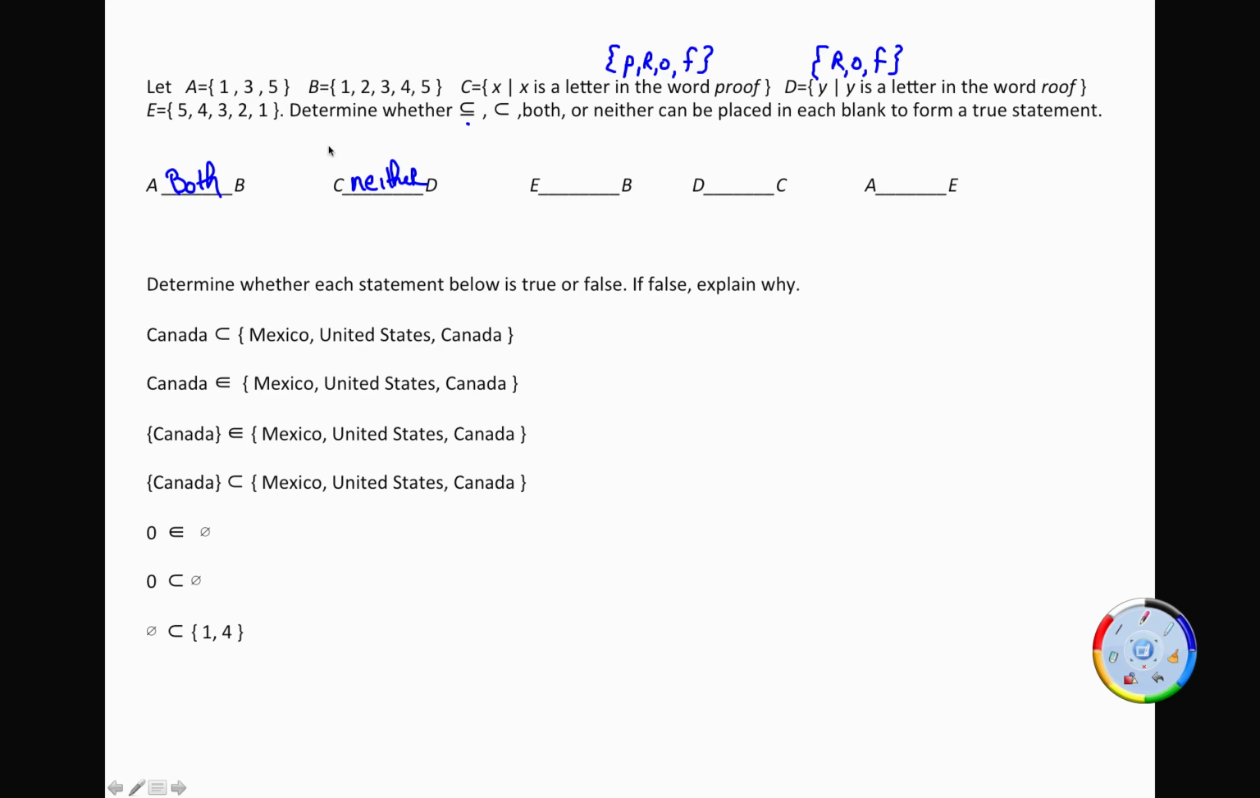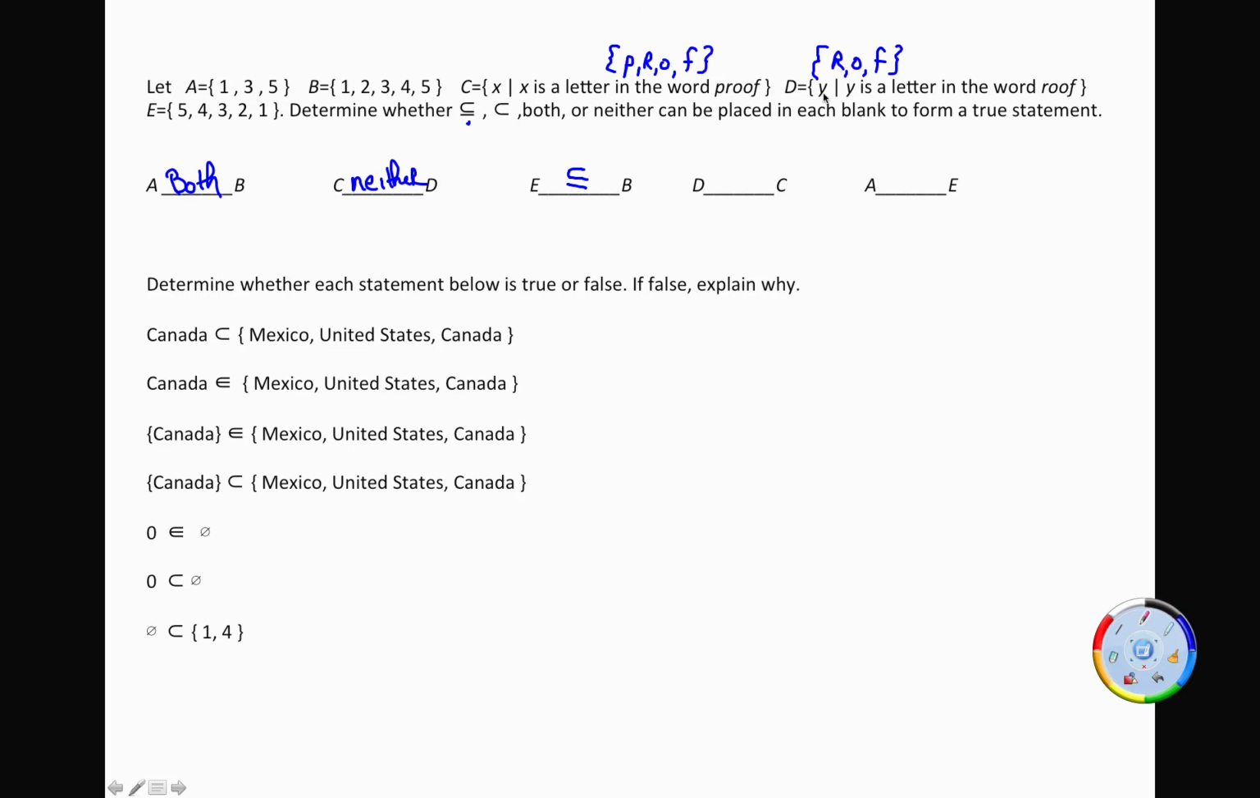What about E and B? Okay, I already have that in roster form and this in roster form. All right, E. Are there any elements in E that are not in B? Nope. So it's definitely a subset. Now, is it a proper subset? Oh, no, they're equal. So the only thing I can place between these two sets is the subset symbol. It is not a proper subset.